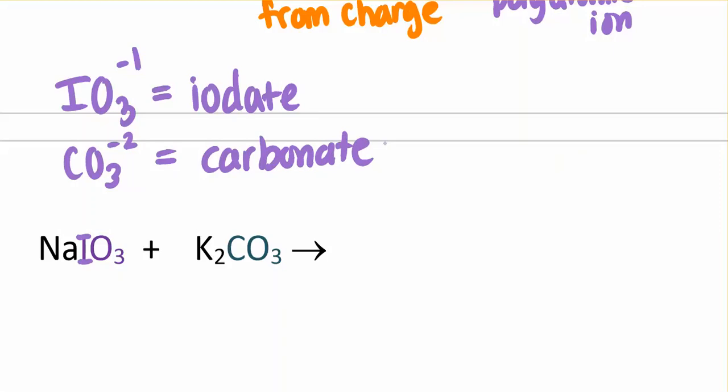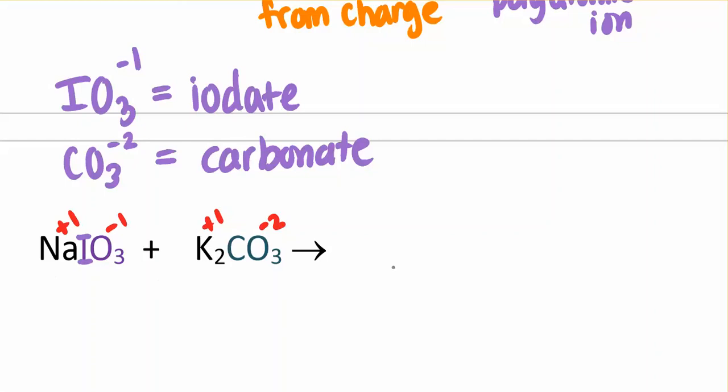That will help us in writing these formulas correctly. Okay, so let's put our charges up here. Sodium's in the +1 column. Iodate, I just told you, is -1. Potassium's in the +1 column, and carbonate is in the -2 column.